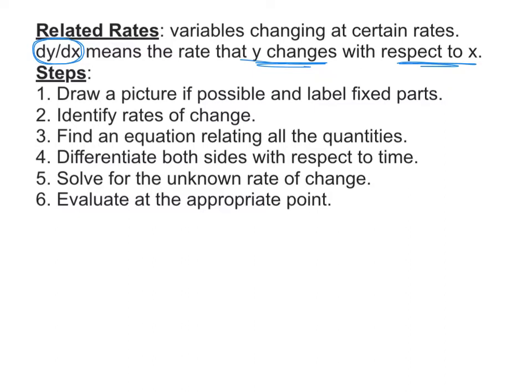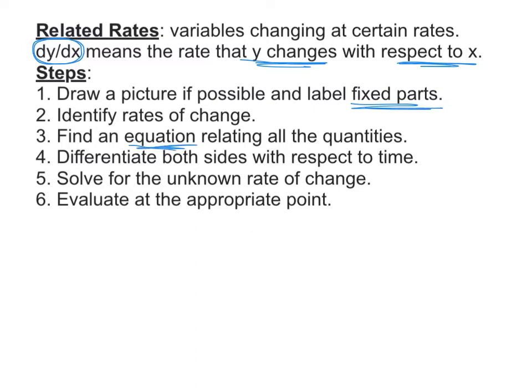So here are some general steps for you. If possible, try to draw a picture and label the fixed parts. You'll see that in these problems, there's certain things that are not always fixed. You want to identify the rates of change, the ones that are known and whatever it is you're trying to find. You're going to have to write an equation of some sort relating all of the quantities.